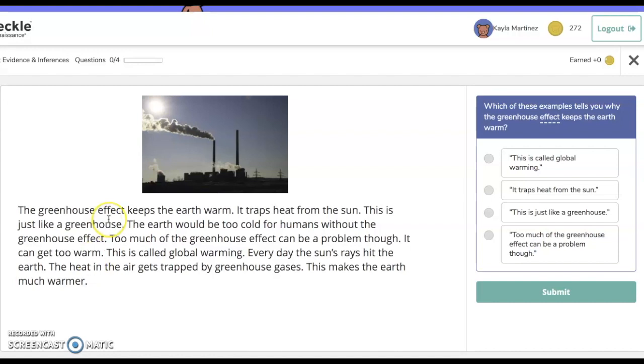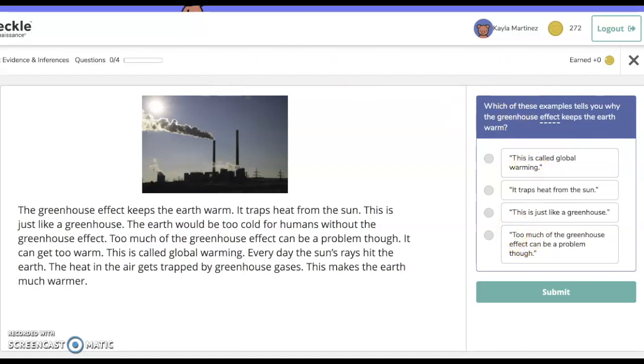So there was a lot there. Our question is, which of these examples tells you why the greenhouse effect, which is something that just happens because of something else, the result of something, keeps the earth warm? Which of these examples helps you understand that it keeps the earth warm? This is called global warming. It traps heat from the sun. This is just like a greenhouse, or too much of the greenhouse effect can be a problem, though. Which of these tells you why, the specific reason why, the greenhouse effect keeps the earth warm?